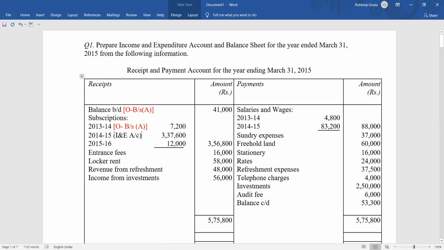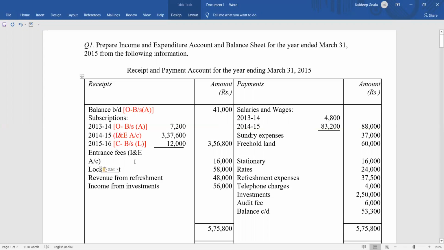Now coming to the next one, that is for 2015-16. Again it will go in the closing balance sheet, liability side, because it is an advance we have received for next year, so it is our liability. That is why it will come in the closing balance sheet liability side. Now entrance fees will come in the income and expenditure account, income side.